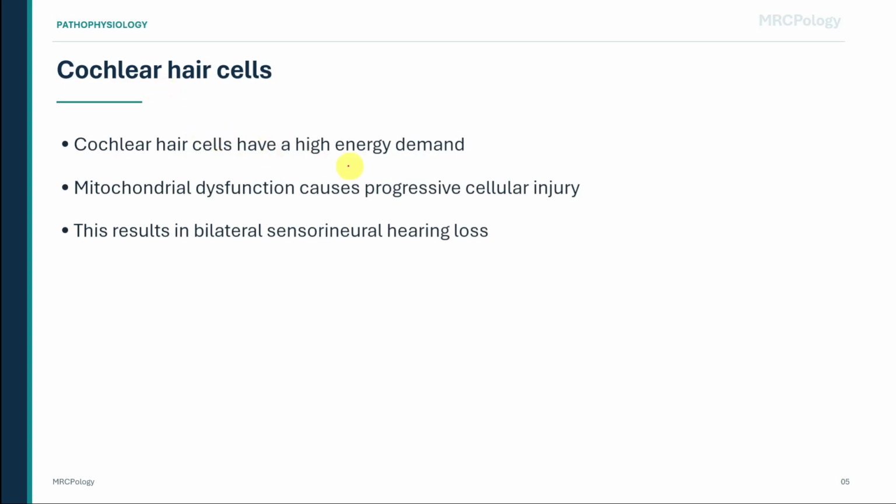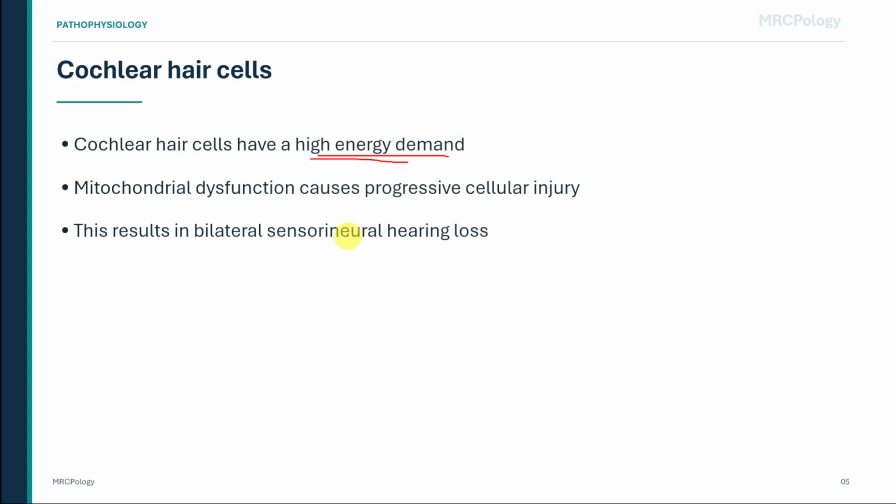Now consider the hearing loss. Cochlear hair cells have a very high energy demand. Their function depends on continuous mitochondrial ATP production to maintain ionic gradients and transmit auditory signals. Mitochondrial dysfunction causes progressive metabolic stress and cellular injury within the cochlea. As the hair cells become damaged, the patient develops bilateral sensorineural hearing loss. The hearing impairment is usually progressive and may appear before the diabetes, at the same time as the diabetes, or occasionally after it.